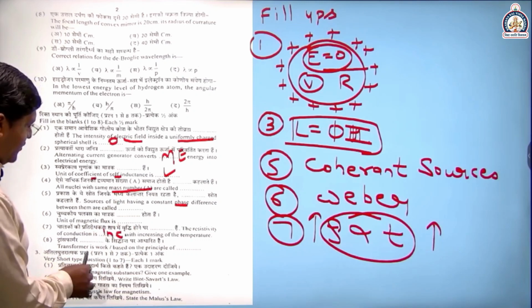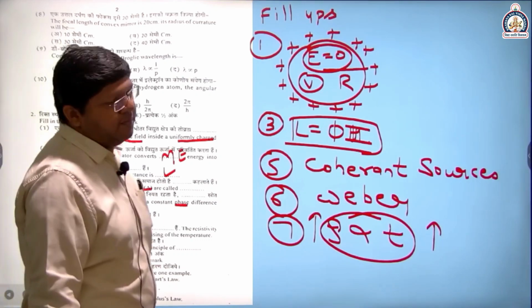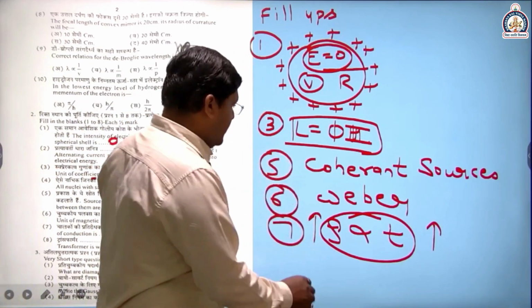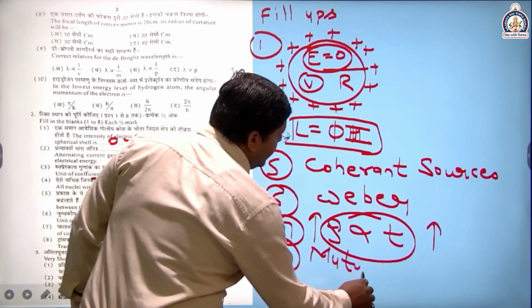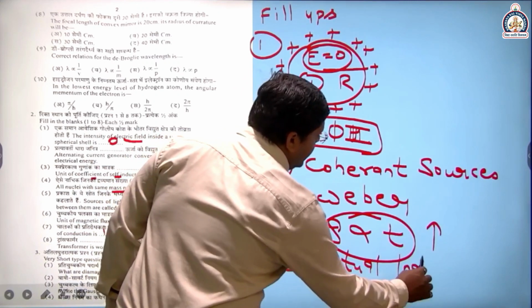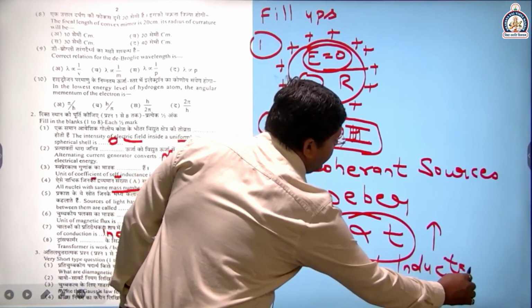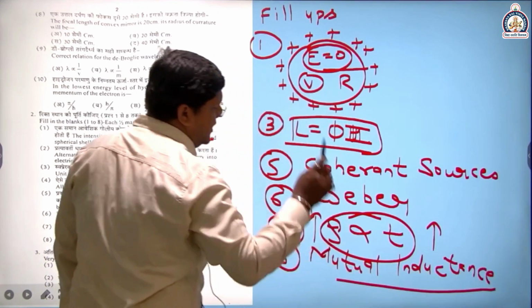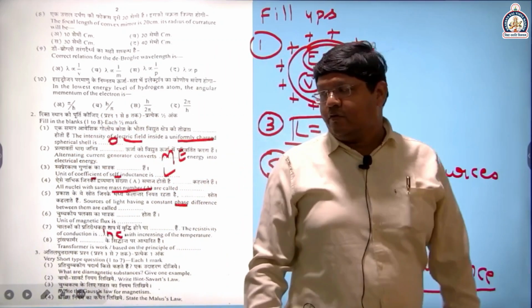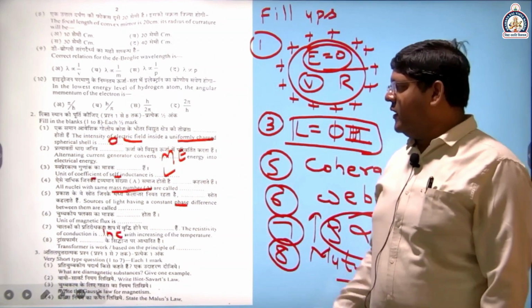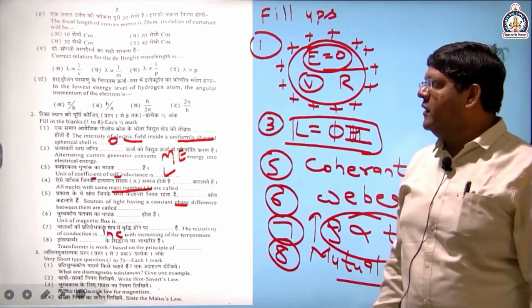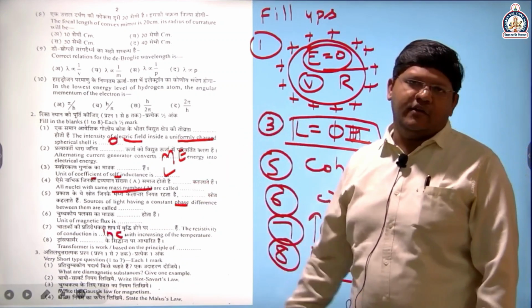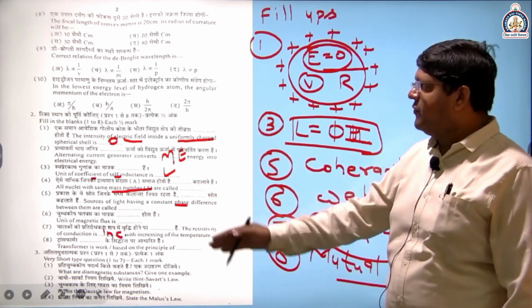Eighth question is, the transformer works on the principle of which principle? Mutual induction. Or we can say it is based on Faraday's laws of mutual induction. Both are correct options. So for the 8th MCQ, the correct answer is mutual induction. This comes to the end of question number 2, that is related to Phillips.